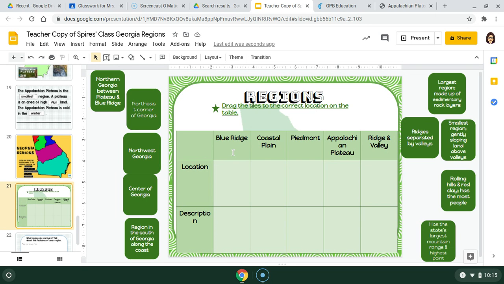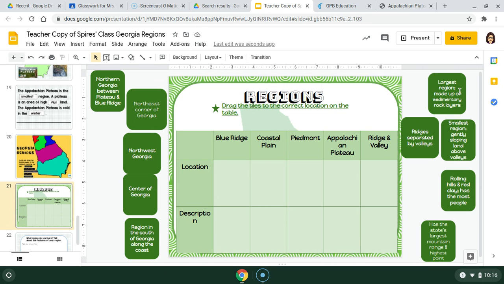All right, on this one, it says location. That means where is each of these located? All right, locations are on the left side. We've got northern Georgia between the Plateau and Blue Ridge, northeast corner of Georgia, northwest Georgia, center of Georgia, region in the south of Georgia along the coast. Then we have the description. That means it tells us about that region.